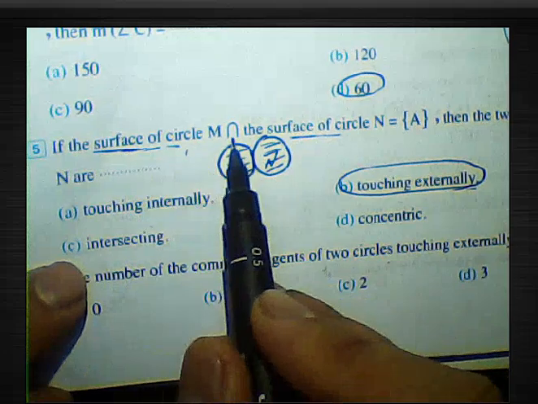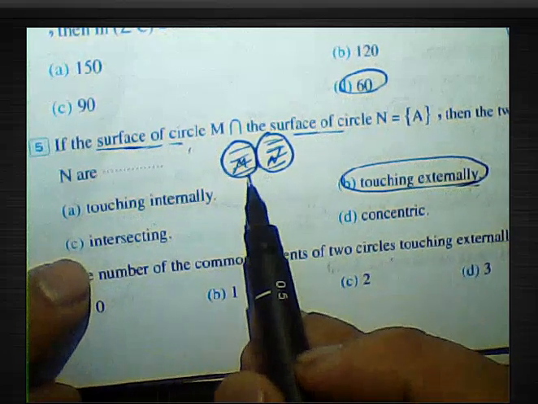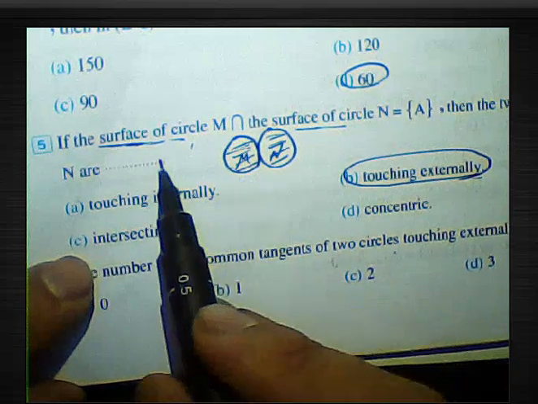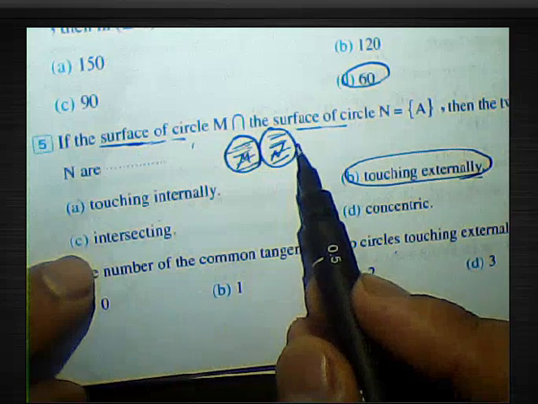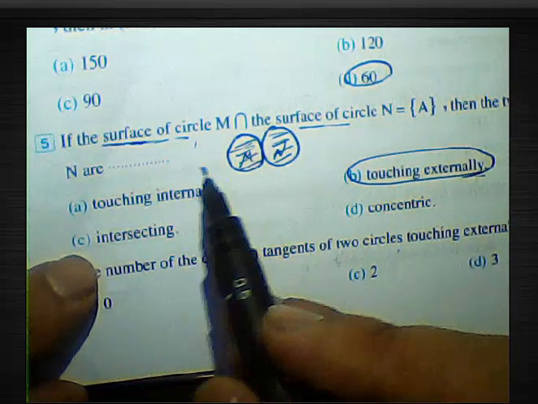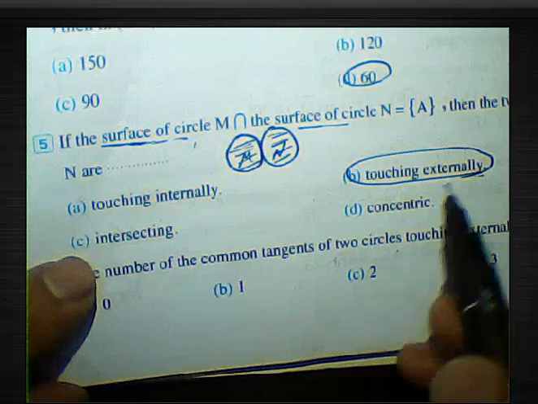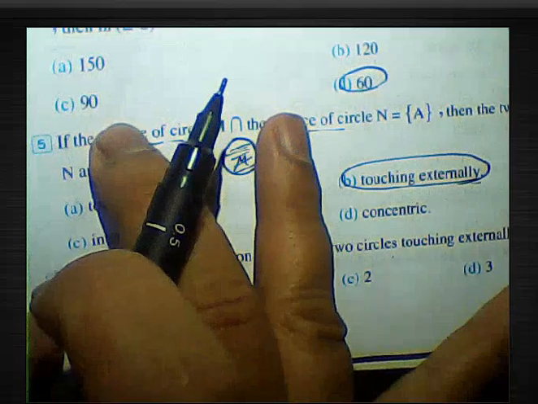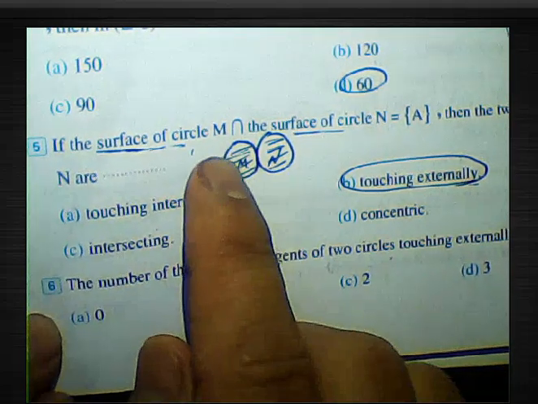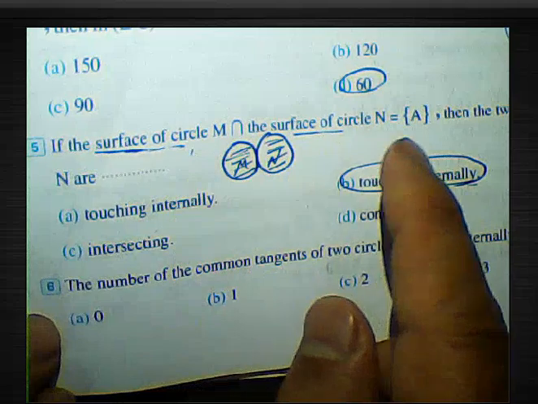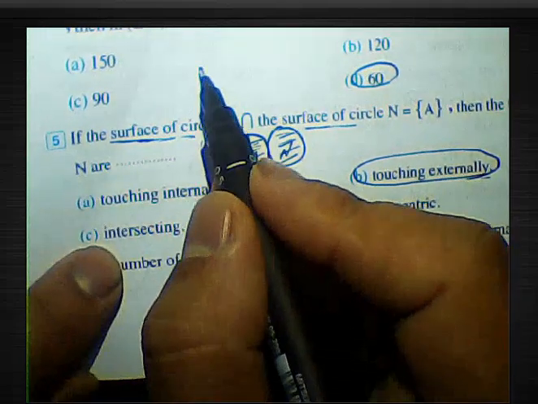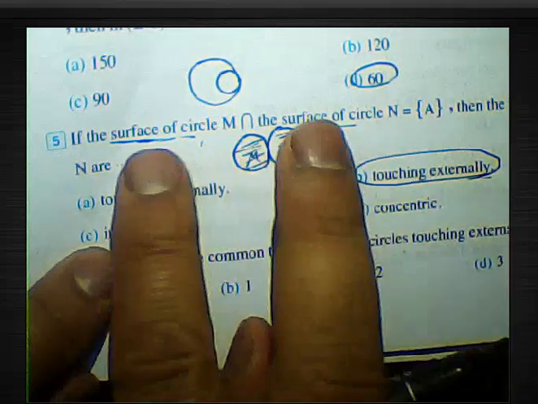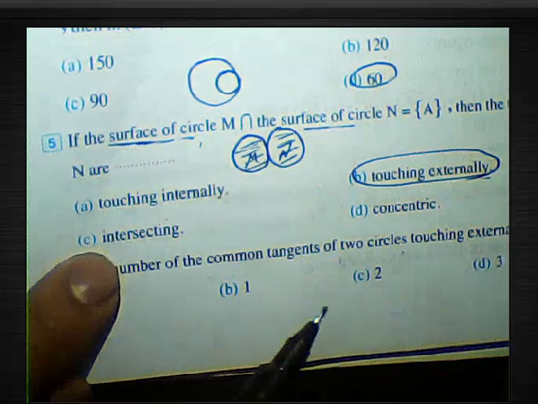The surface of circle M means all the points that lie on the curve and all the points inside the circle, the union of them. The surface of circle M intersection the surface of circle N in a point, so they are touching externally. But if he cancels the word surface, and asks about circle M intersection circle N in point A, it will be tangent internally. Okay, if he cancels this word from the left-hand side and right-hand side of this relation.